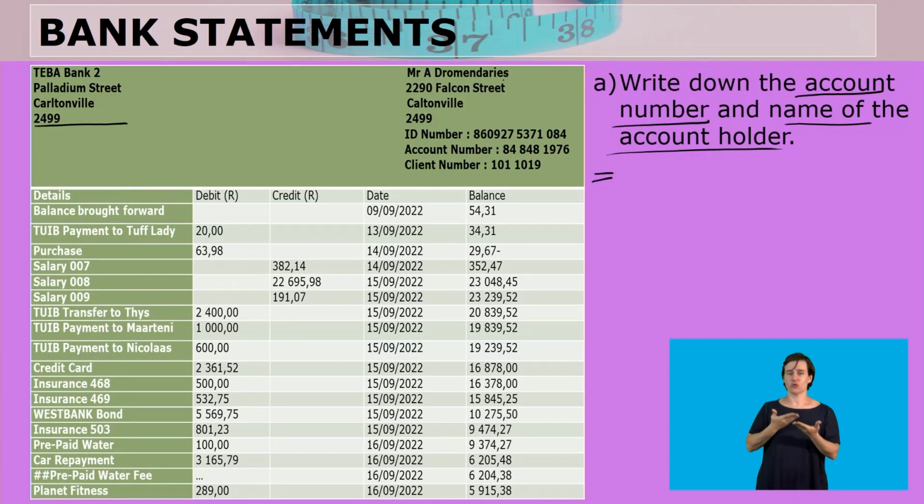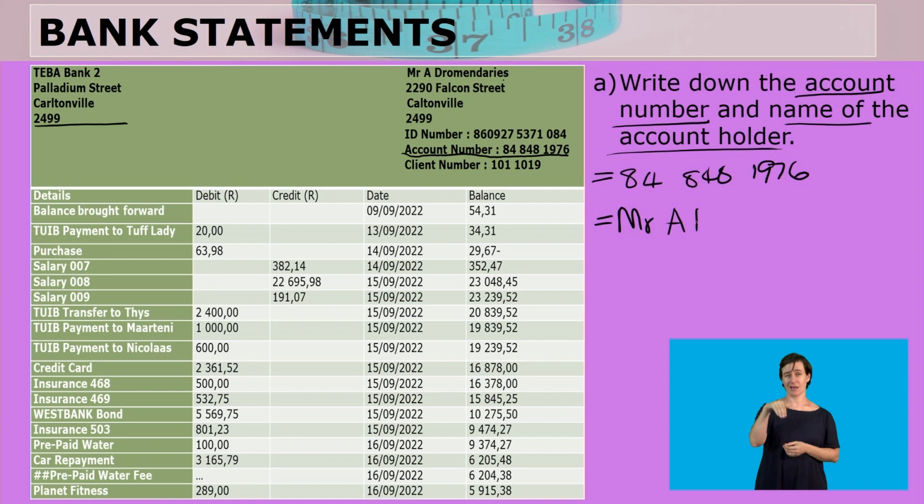So firstly, we are going to start by writing the account number. So here on the statement, it says the account number. Your account number is 848481976. So this is your first answer. And secondly, they want you to name the account holder. So the account holder, of which will be your second answer, it's Mr. A. Dromenders. So this is the account holder.